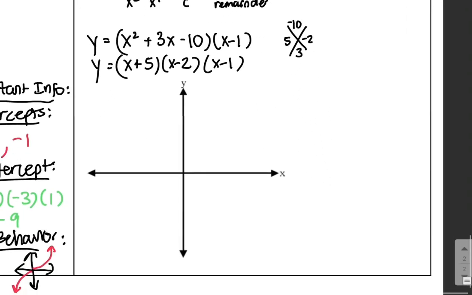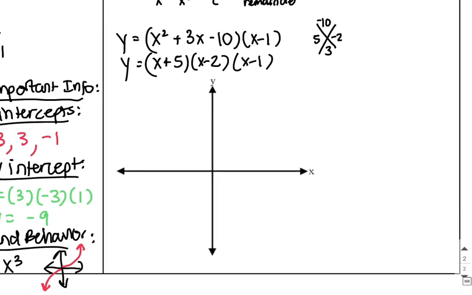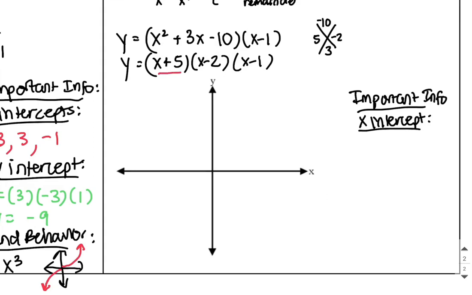And then I use that factored form to find all my important information. So the important info, starting with my x-intercepts, and my y-intercept. Those are my important points. So the x-intercepts, from here, I have -5. From here, I have 2. From here, I have 1, because I want y to be equal to 0, and when will y be equal to 0? When one of these three factors is 0. So I'm looking for what x values will make them 0.